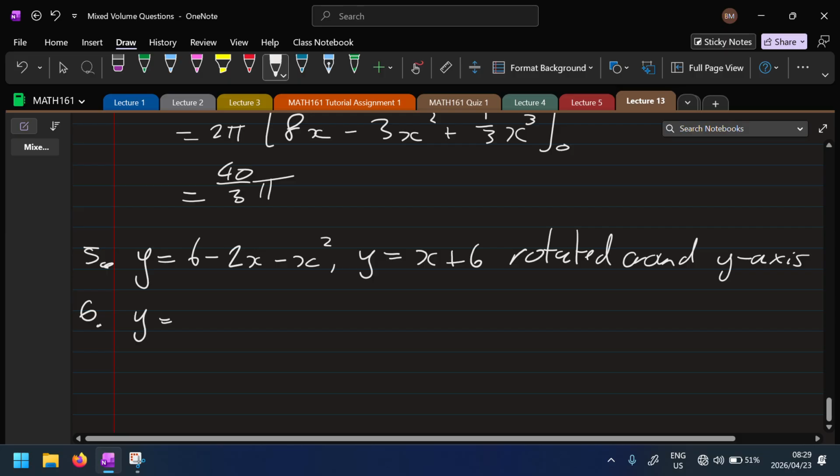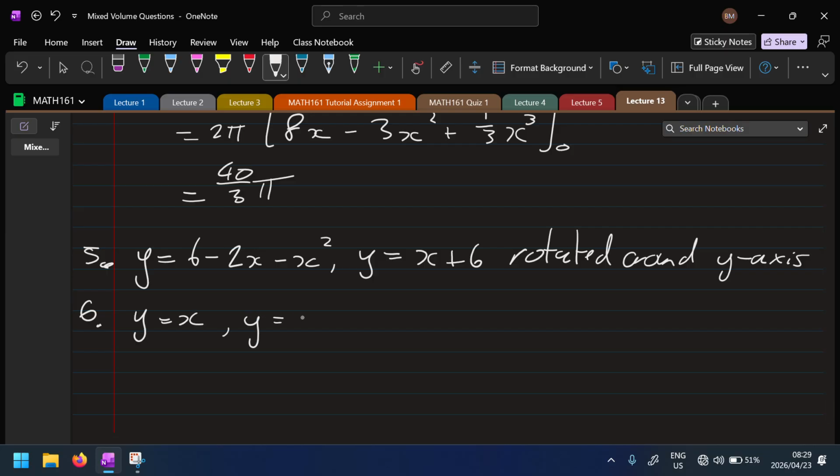Okay, and then number 6. We have y equals x and y equals 2x minus x squared. Again, it's a parabola. Rotated around x equals 1. So we're rotating around a vertical axis. What do you think we should use for that one? Washer, yeah, that's right. So before you even get to the diagrams and the sketches, you already have an idea of what to do. Okay, good. So that'll be it for today.